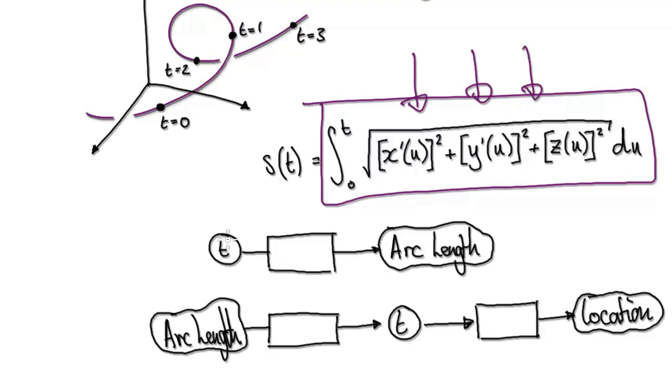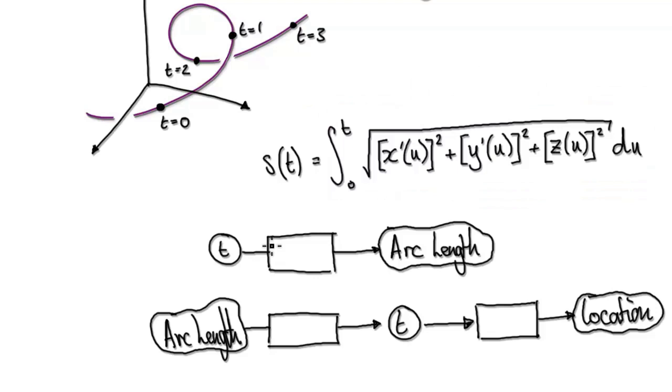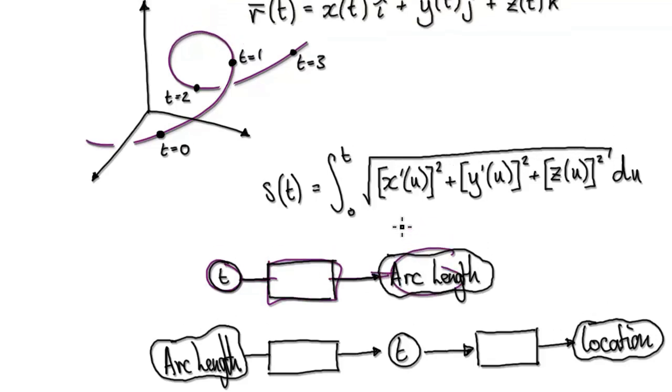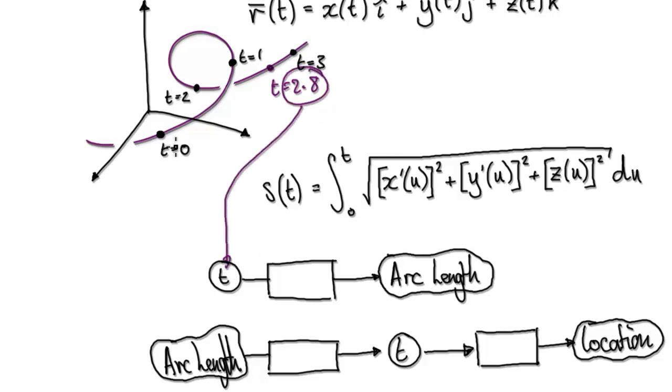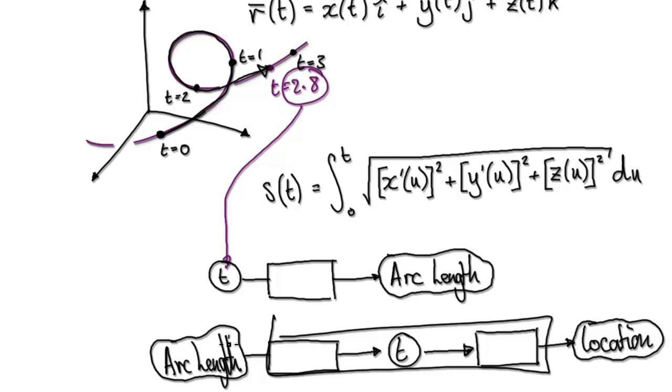But at the moment we've got some sort of machine where we insert a time, and it will be able to give us an arc length. So it is also possible for us to create a machine where we insert an arc length. So let's say the particle is traveling like this, and this is t equals 2.8. If you put 2.8 into here, we can work out the arc length, which is this thing here. But now the clever part: it is possible for you to insert an arc length.